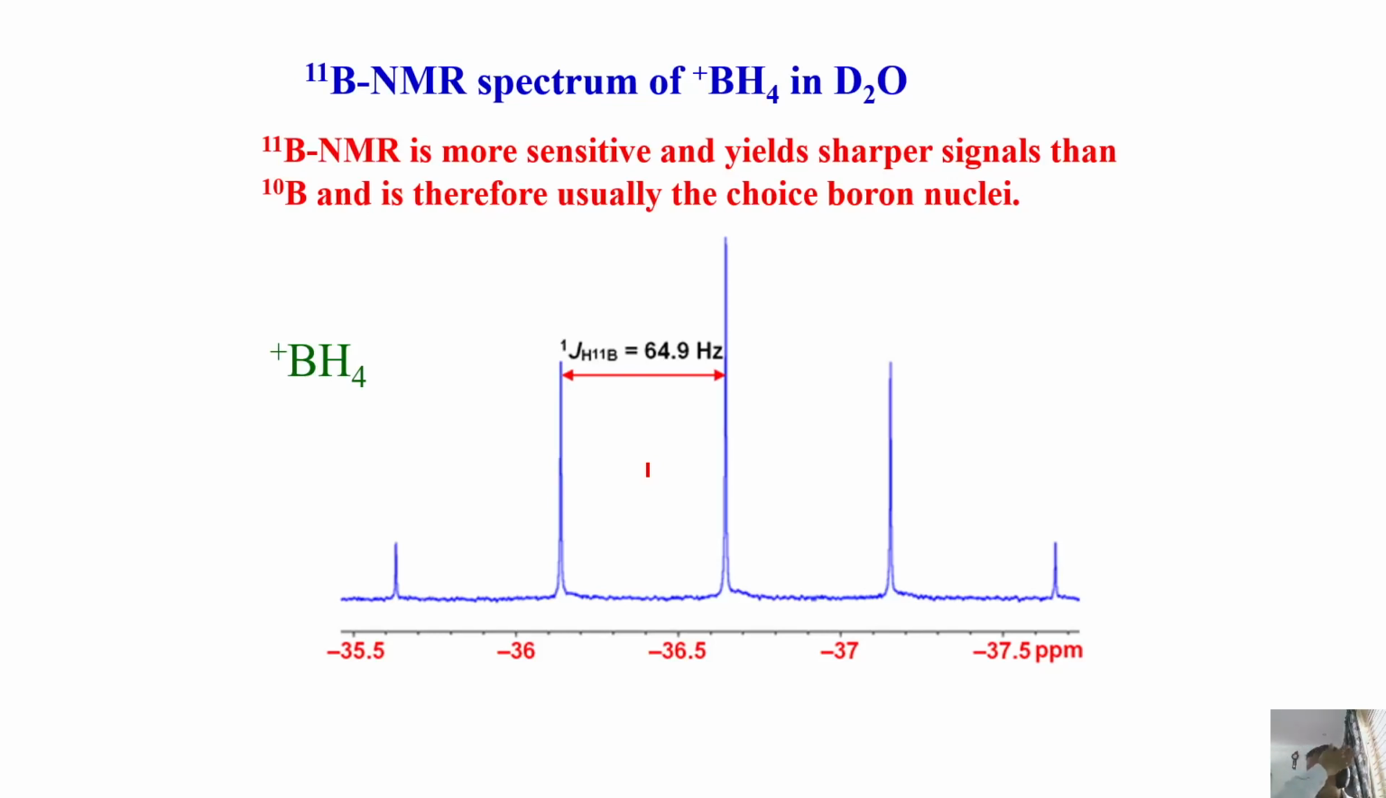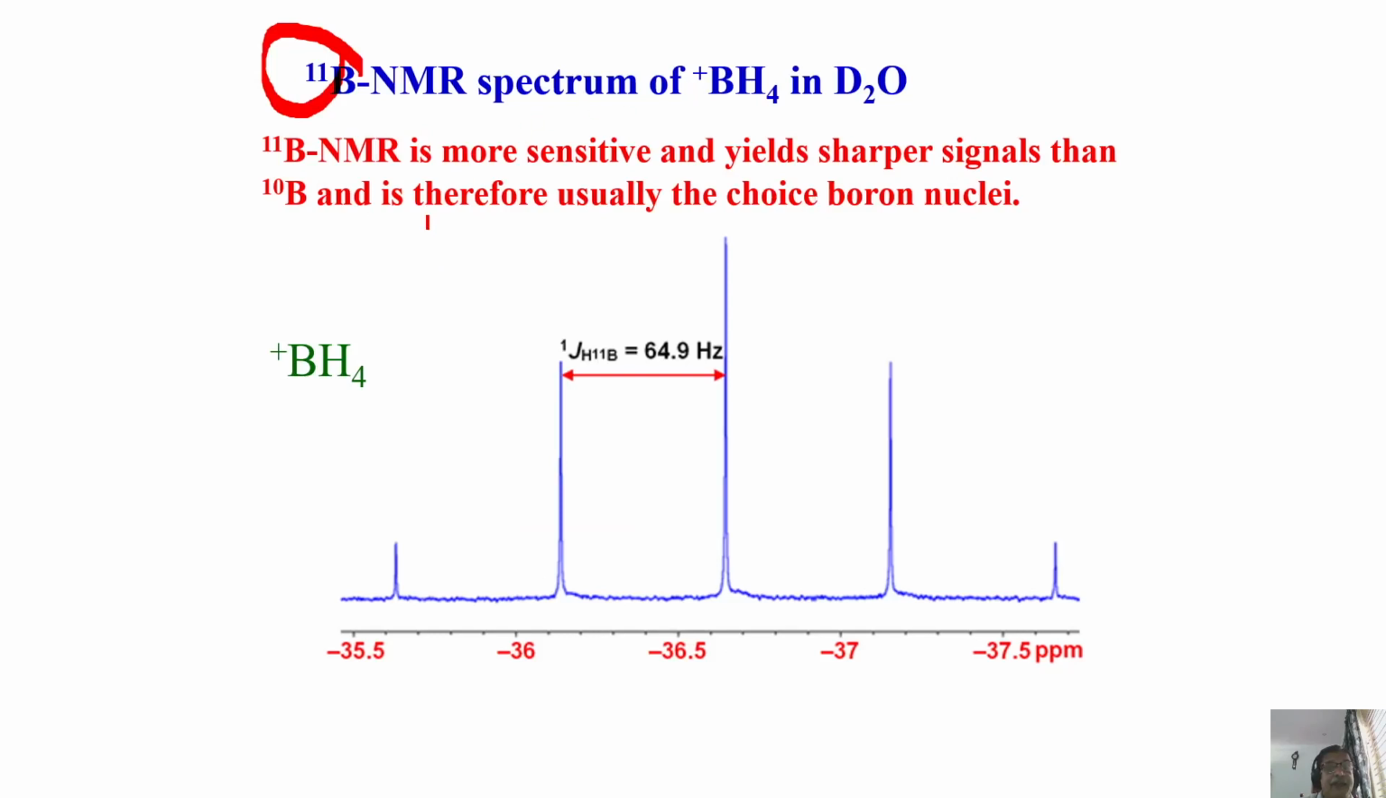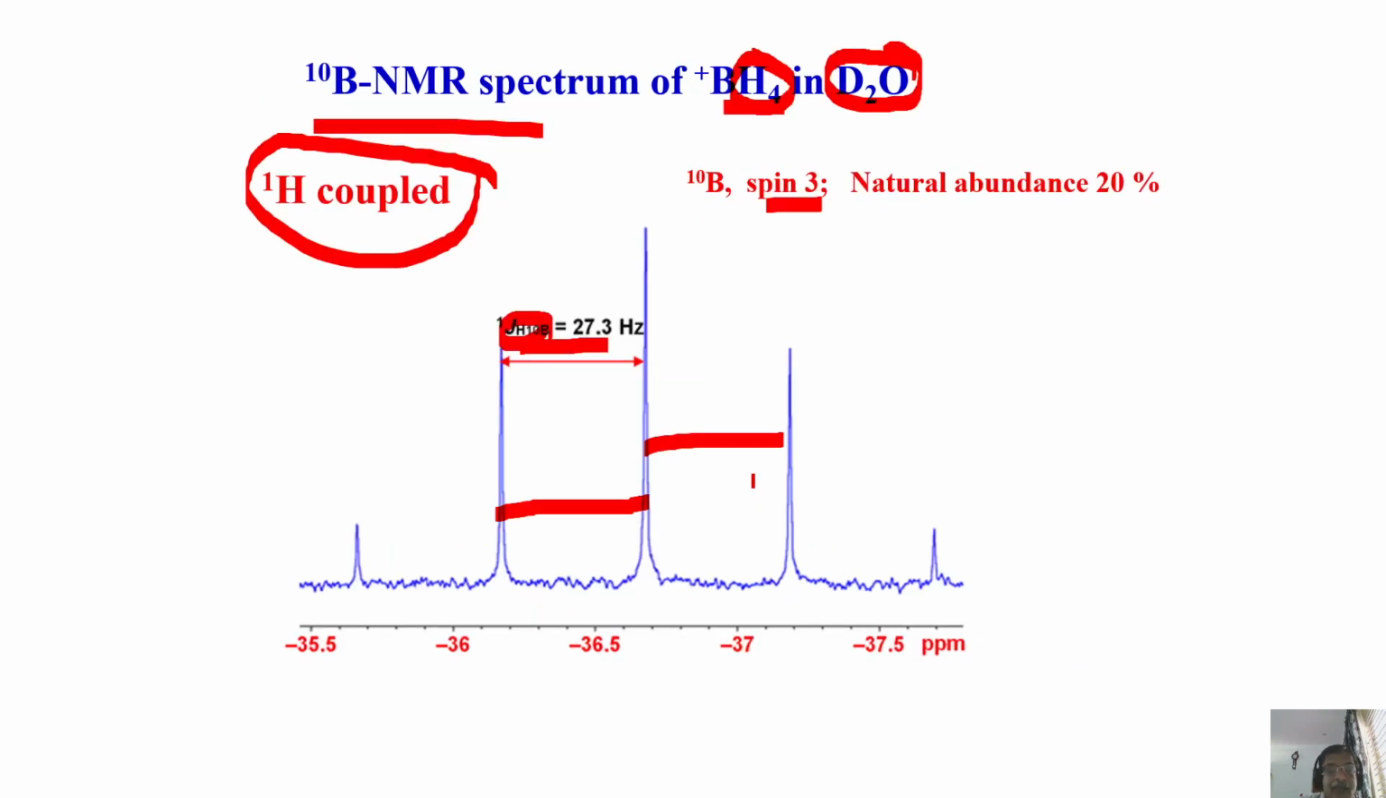What happens now? The pattern remains the same. It cannot change, because it doesn't matter what the spin of the observing nucleus is. This spin is different, whereas this spin is different. Boron 10 is spin 3. Boron 11 is spin 3 by 2, I think. It doesn't matter what the spin of the observing nucleus is, but what it is coupled to, that is proton. So again, 4 equivalent protons. Apply the Pascal triangle, 2nI plus 1 rule. Get the intensity 1:4:6:4:1. Exactly the same pattern that you saw here.